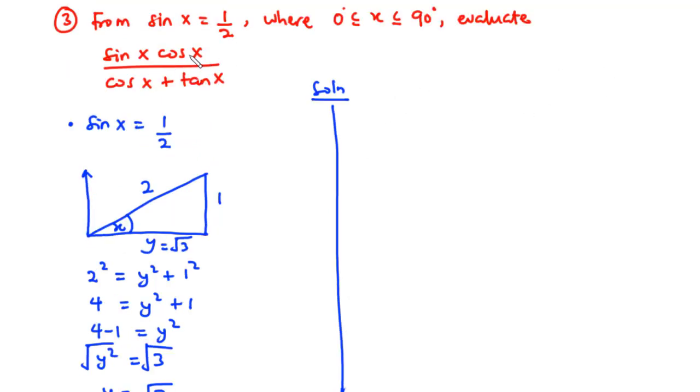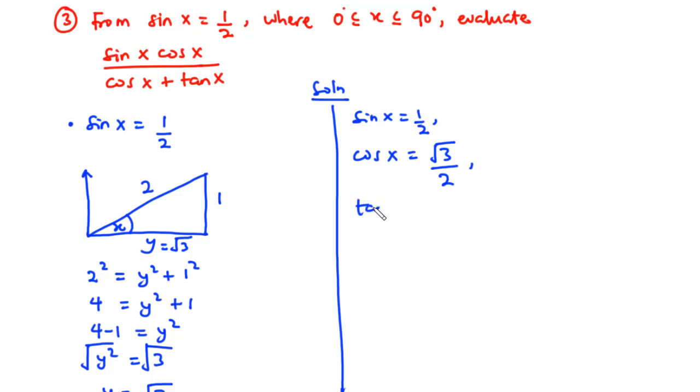Now in the expression we have cos x and then tan x. So let's find cos x and then tan x. So we have sine x to be 1 over 2. Cos x is equal to adjacent over hypotenuse. So the adjacent is square root of 3 over the hypotenuse, which is 2.